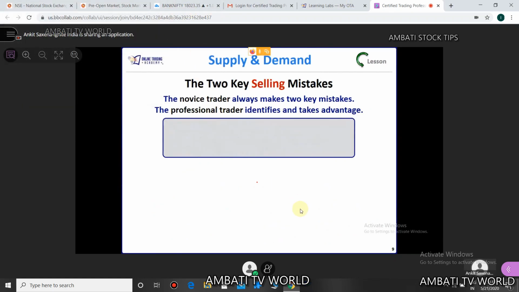Now, similarly, tell me the two key selling mistakes here. Again, they are very easy. Absolutely, sell at lower prices, right? Selling after a decline in price, selling after the prices have already gone down, and selling at a price level where buyers exceed the number of sellers, isn't it?